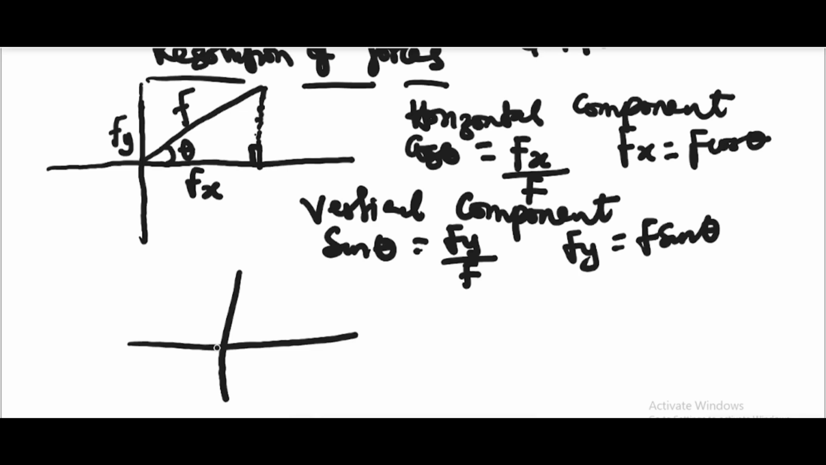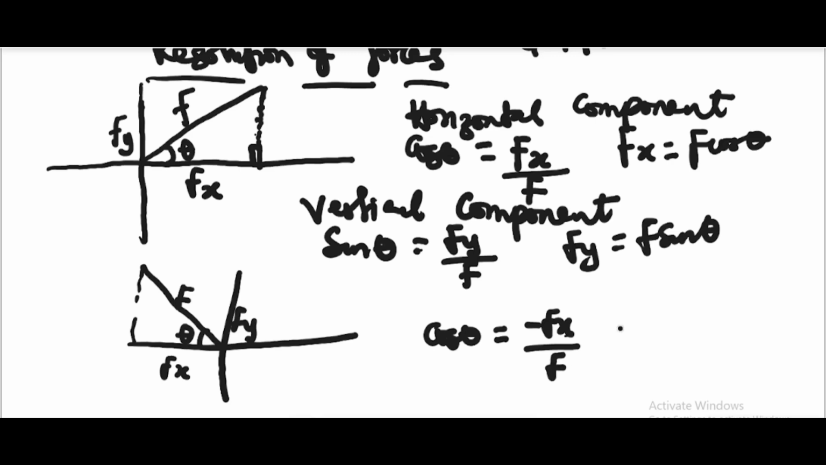If it's on the negative x-axis, everything being equal, this is still our Fy, and here we still have our Fx. Here is theta, the angle the resultant makes with the horizontal. Now if we are resolving force here, the only difference is that since it's on the negative x-axis, when resolving on the horizontal component, we are going to have cos theta equal to minus Fx over F. So cross multiplying, we have minus Fx equal to F cos theta.